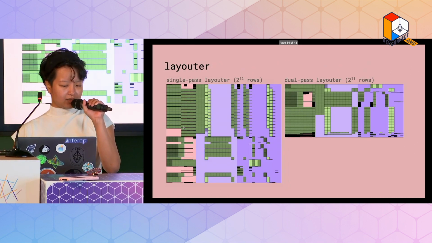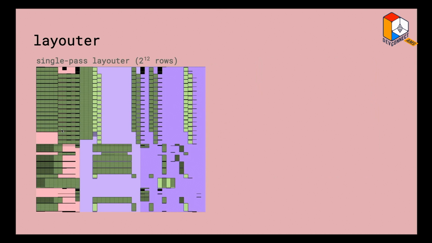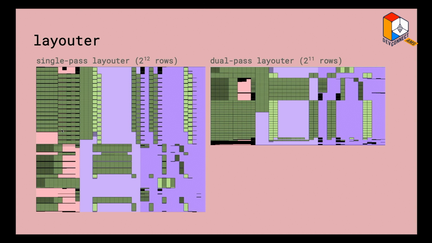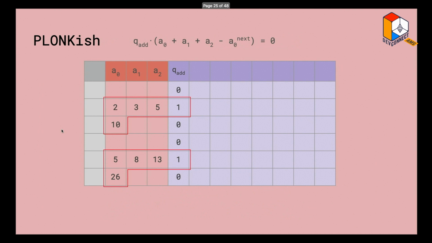The colors, so the pink columns are advice columns. The light purple columns are fixed columns, and the dark purple columns are what we call selectors, which are basically just a special case of fixed columns. They are binary fixed columns. I've tried to stick to this color scheme here as well, so it's consistent.